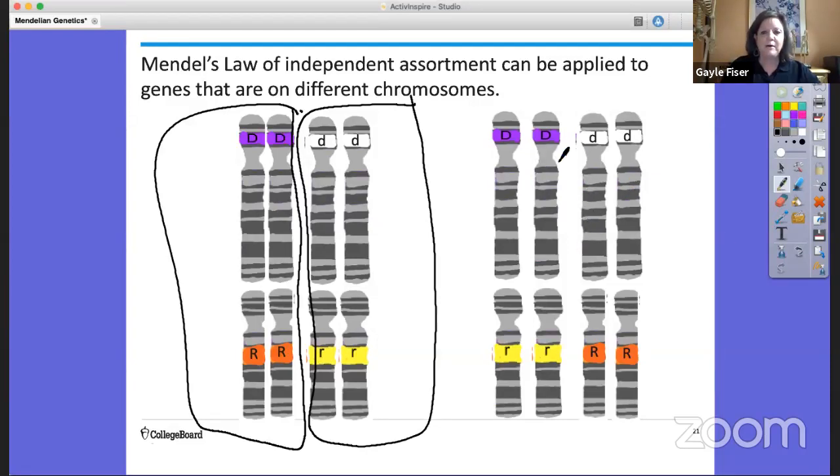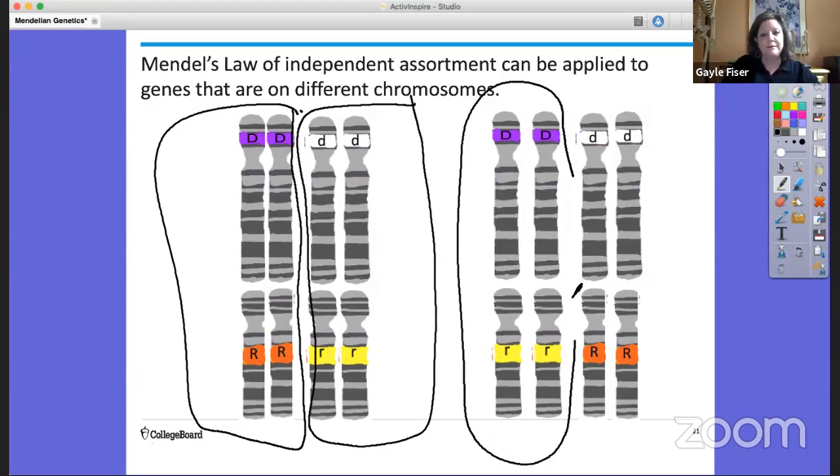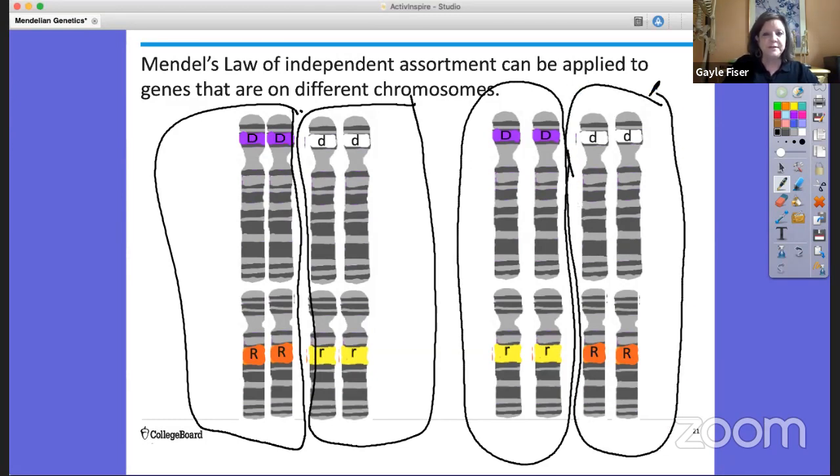Okay, so now this is totally random. This is the independent assortment. These chromosomes can assort independently of each other. They do not have to stay together. So now I have the dominant trait of this one with the recessive trait of the other gene. So now this would be in a new cell, and then this would be in a new cell at the end of meiosis. So they would be totally different options, independently assorted.